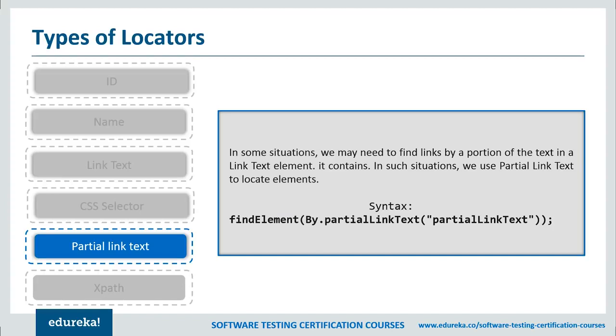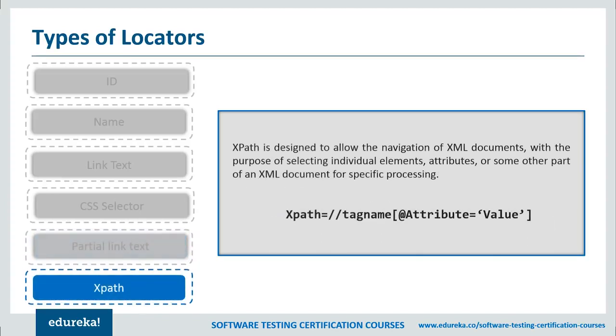And now talking about my favorite locator, XPath. It is designed to allow the navigation of XML elements with the purpose of selecting individual elements, attributes, or some part of an XML document for specific processing. So syntax goes like this. It has // a tag name, @ to select an attribute, an attribute name followed by an attribute value.